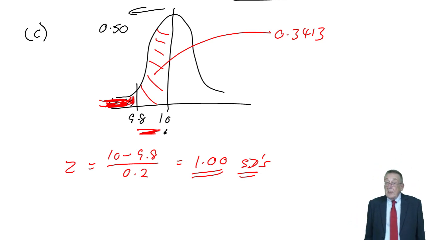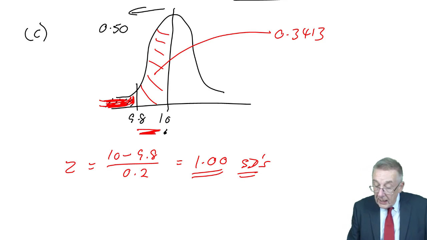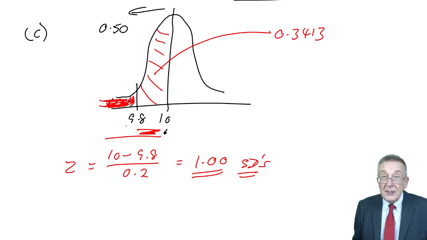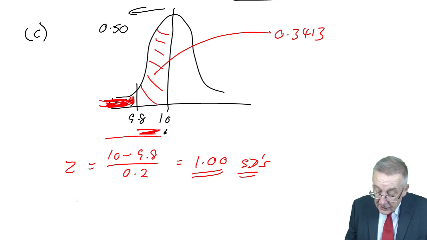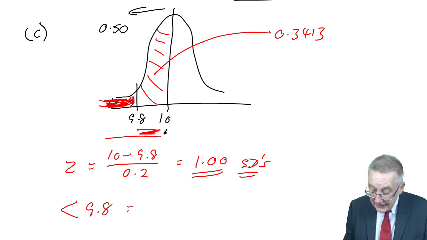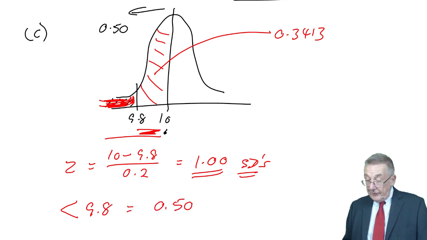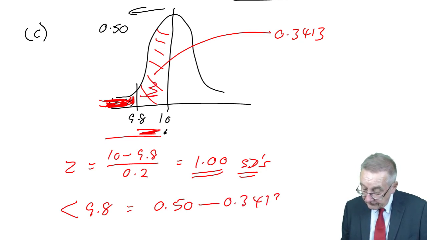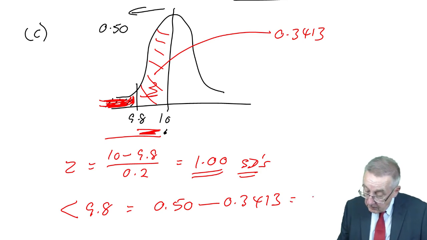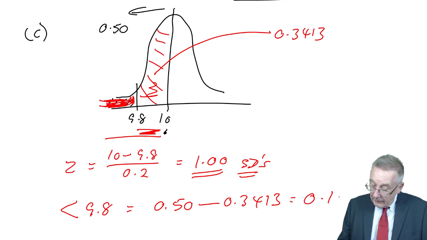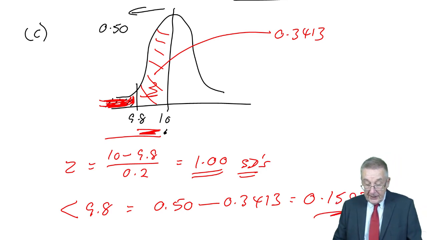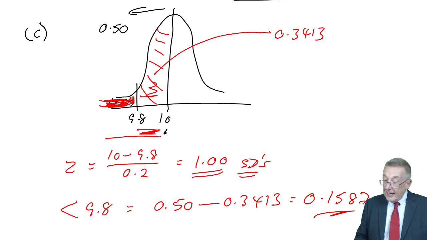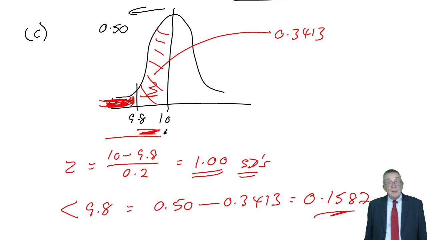But as I said earlier, because it's symmetrical, below 10 is 50%, 9.8 to 10 is 34%, and therefore, to be less than 9.8, it must be 50%, 0.5, minus that area there, 0.3413, which is 0.1587, is it? I better check. 0.5 minus 0.3413. Yes, 0.1587. What does it mean?